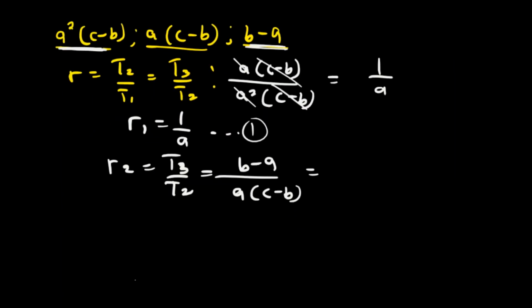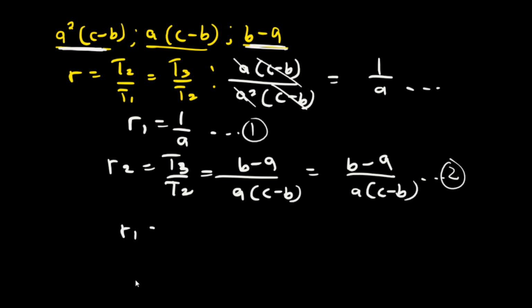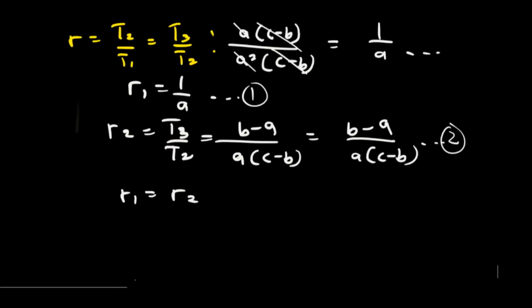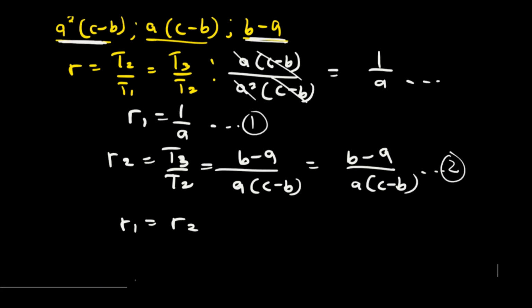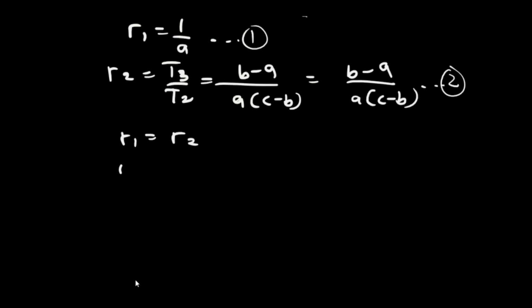And yeah, we can't simplify it further. So we're just going to leave it like that, b minus a over a into c minus b, right? So let's just say this is another expression of r. This is the first expression of r. So r1 must be equal to r2, right? The ratios must be the same, of which r1 is 1 over a, right? So it's going to be 1 over a is equal to b minus a over a into c minus b.